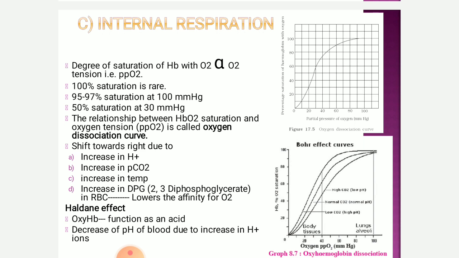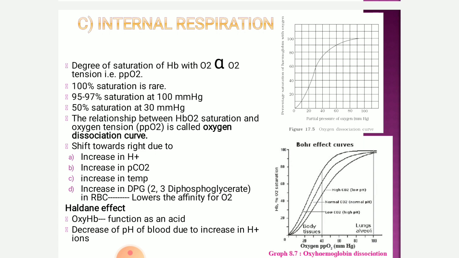Now what are these 4 factors? First, increase in H plus ion concentration. Second, increase in carbon dioxide concentration or partial pressure of carbon dioxide. Third, increase in temperature. Fourth, increase in DPG, that is 2,3-diphosphoglycerate, in RBC. Because of all 4 factors, the affinity of hemoglobin for oxygen is going to lower.